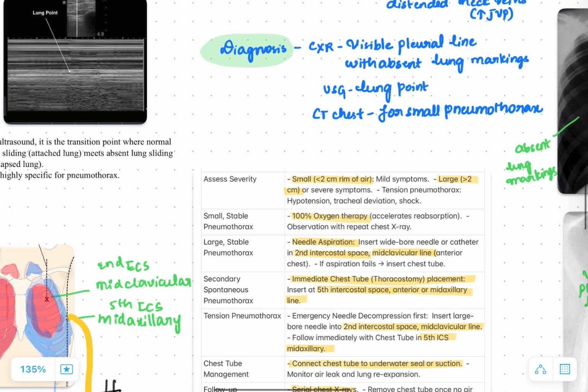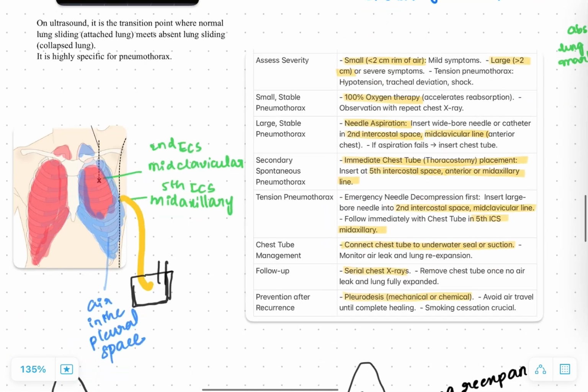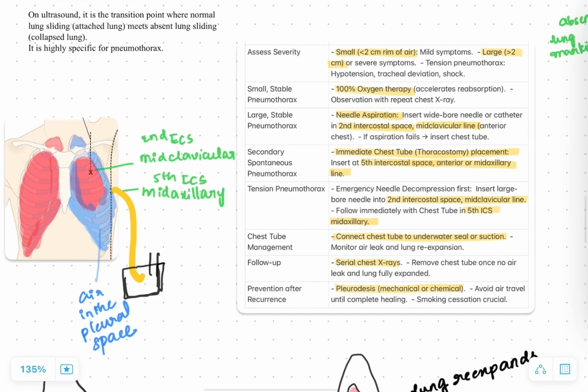It can be done for any small pneumothorax. So we have to assess the severity first. We have to see whether it is less than 2 cm or more than 2 cm. If it is less than 2 cm, it is a smaller one, so there will be only mild symptoms. If it is more than 2 cm, that is a large one, or if any severe symptoms are there.